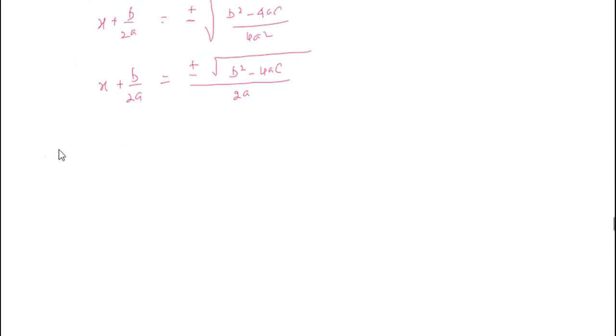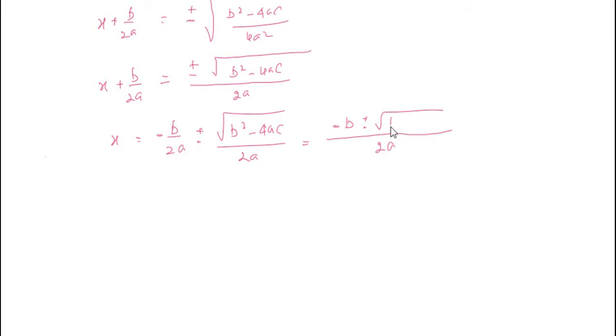Taking b by 2a to the right side, x equals minus b by 2a plus or minus square root of b square minus 4ac divided by 2a. Combining these two terms, it is 2a here and minus b plus or minus square root of b square minus 4ac. This is the quadratic formula.